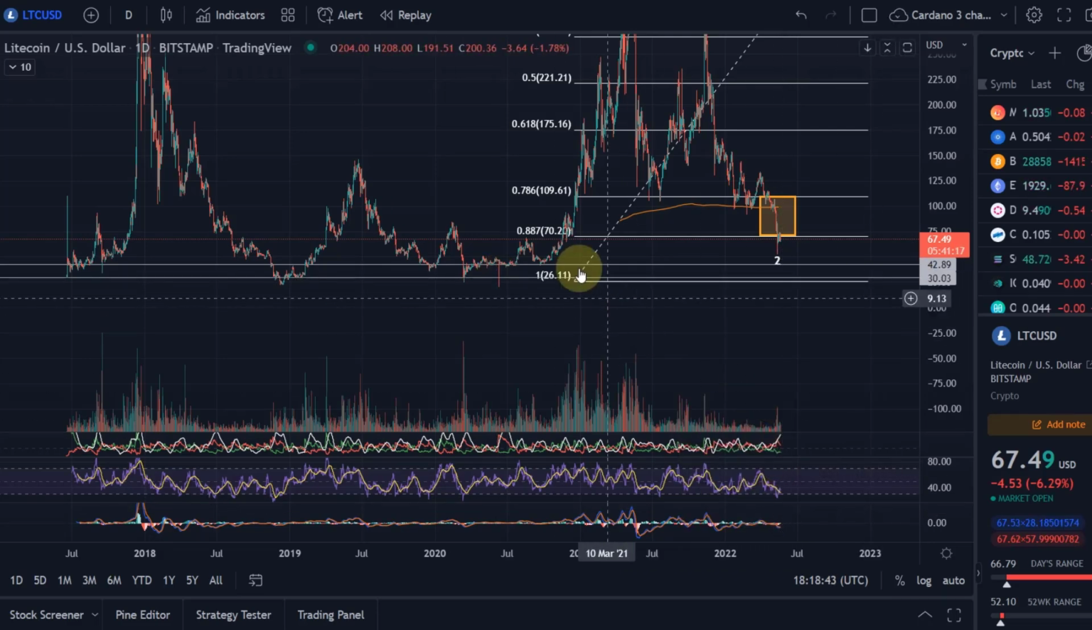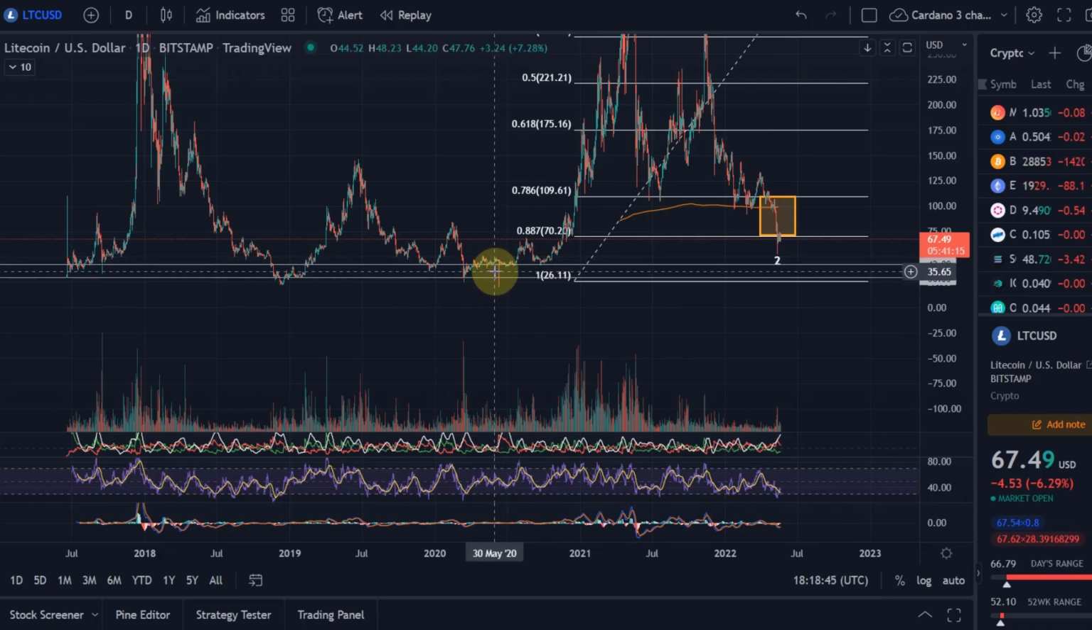So I'm going to put that on the chart as well. Somewhere here, it really needs to find support. If it drops below that, it will not. I will lose confidence in the chart. I have to say that as well.